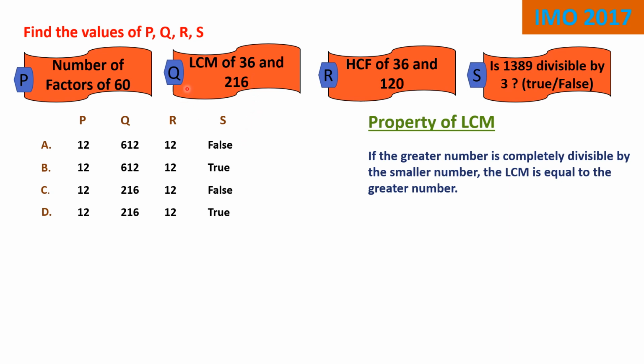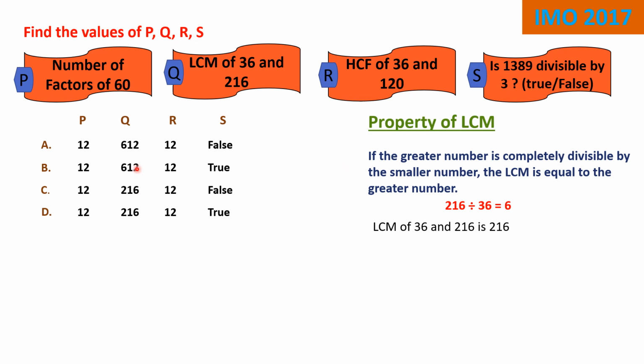And 216 is completely divisible by 36 because 216 divided by 36 is equal to 6. So the LCM is the greater number, that is 216.